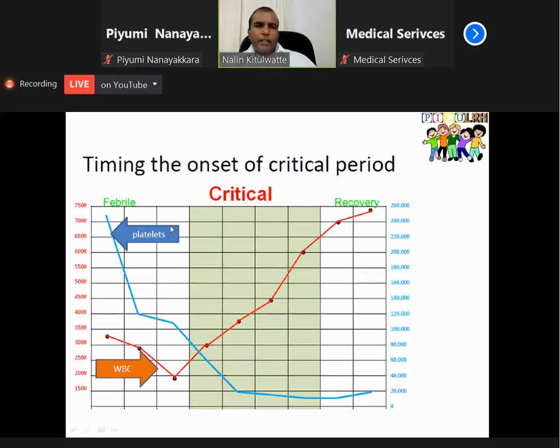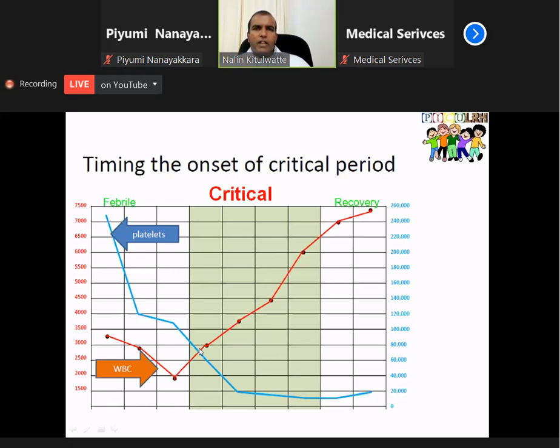Right, sorry about that. So anyway, that's the important point. If you can detect this platelet dropping but the white cell count rising, that's the point of entry into the critical phase. If you can detect this, that's very important.